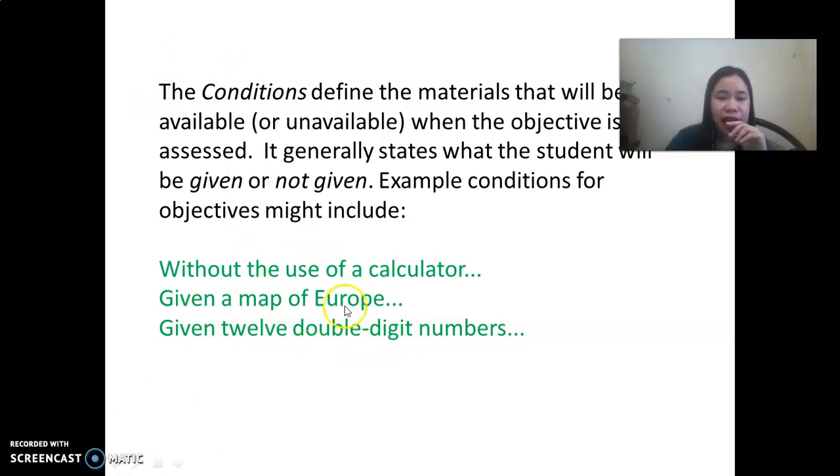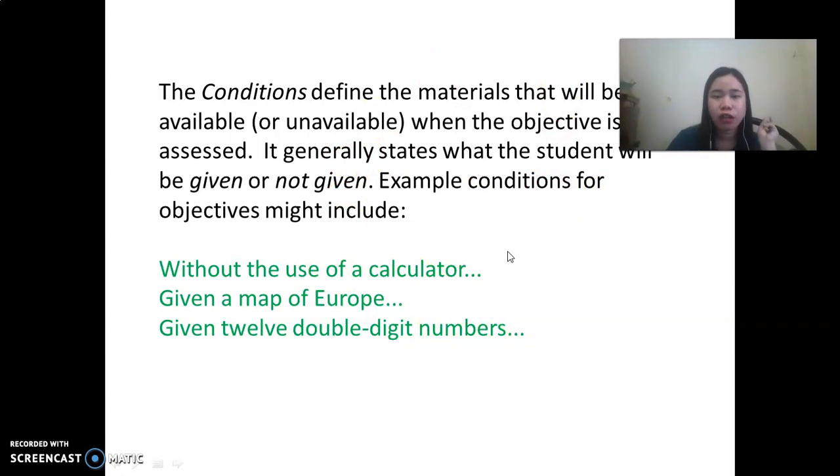So, this is how it is written. Again, without the use of calculator, given a map of Europe, which will be continued later on. And then, given 12 double-digit numbers. Okay, so again, this part is the condition. Take note also of the color green, because this legend will have something to do with our later discussion. So, this is for the condition.